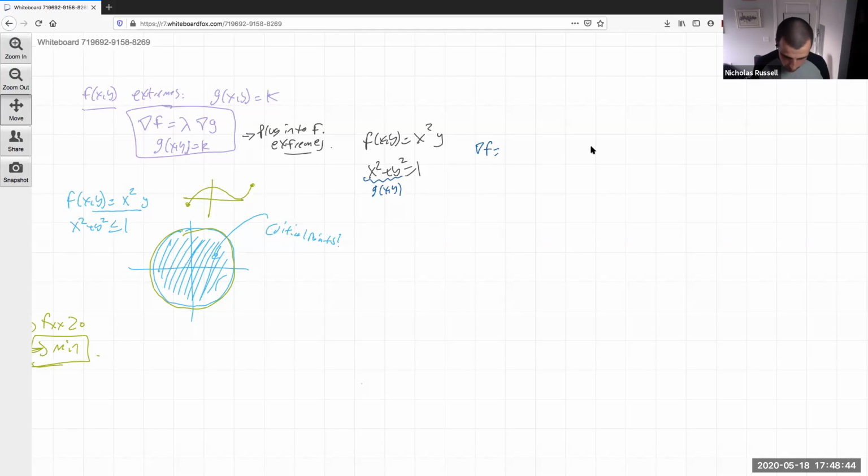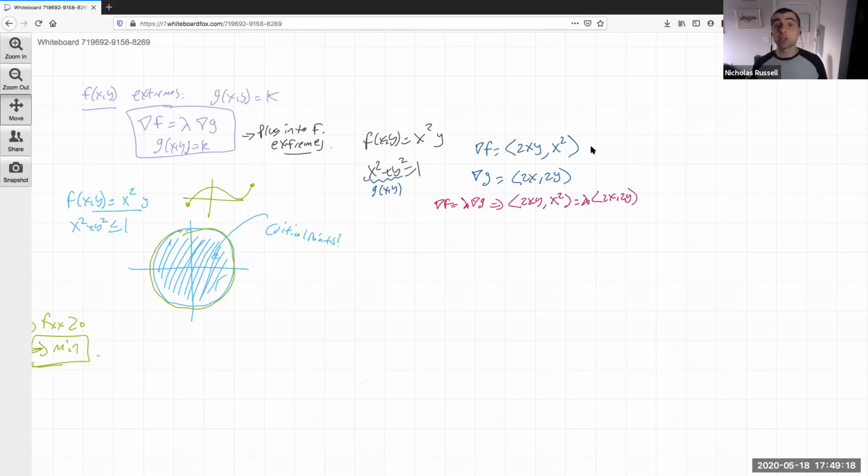The gradient of f is equal to 2xy and then x squared. This is one I just came up with. This might be really fun. We'll find out. I don't know. The gradient of g is equal to 2x and 2y. Therefore, using the Lagrange multiplier method, we have the gradient of f, 2xy and x squared, equals lambda times 2x, 2y.